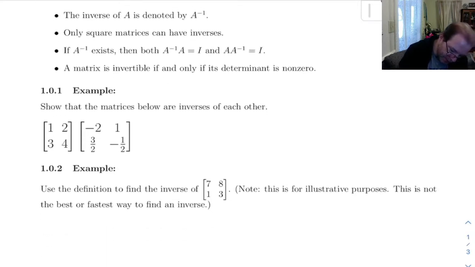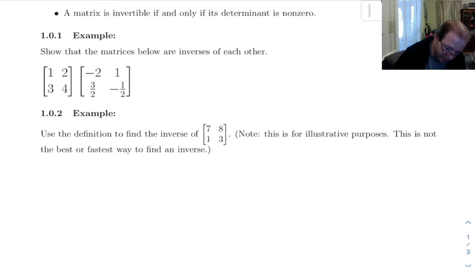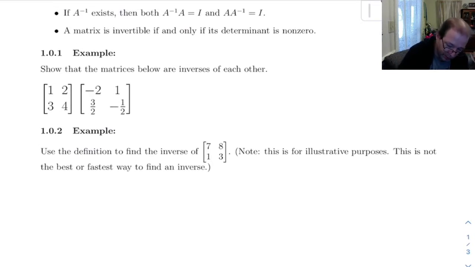This first thing says, show that the matrices below are inverses of each other. So what I'm going to do is multiply these matrices out, and we should get the identity matrix. First up, we'll do 1, 2 times this. I'm going to write this out. That's going to be negative 2 plus 3. Then we'll get 1 minus 0, 1 minus 1.